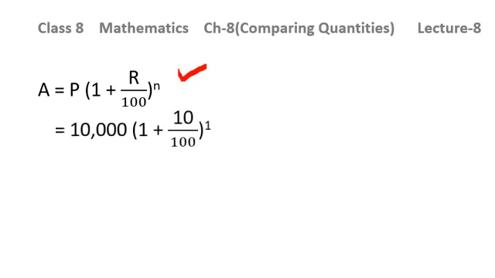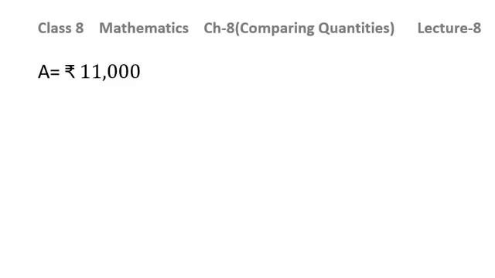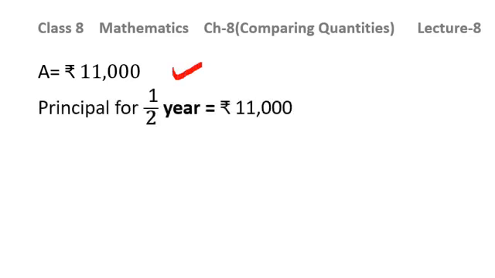So putting the values, it will be 10,000 into 1 plus 10 over 100 raised to the power 1. It is simple. You can solve the bracket, and then it will be 10,000 into 110 over 100. So the amount will be 11,000 rupees. Now this amount will be the principal for the next half year. So the principal for the half year will be 11,000.